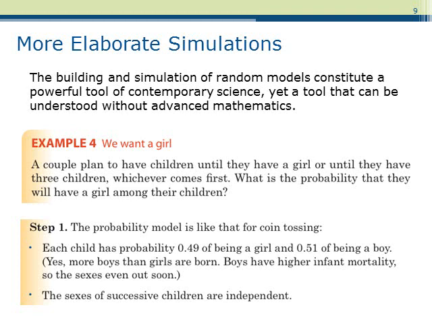First, we need our probability model. It is almost identical to our coin tossing model. However, having a girl is slightly less likely than a boy when a child is born. In addition, we will still assume that the sexes of successive children are independent. In other words, the sex of the first child does not change the probability of the sex for the second child, and so on.